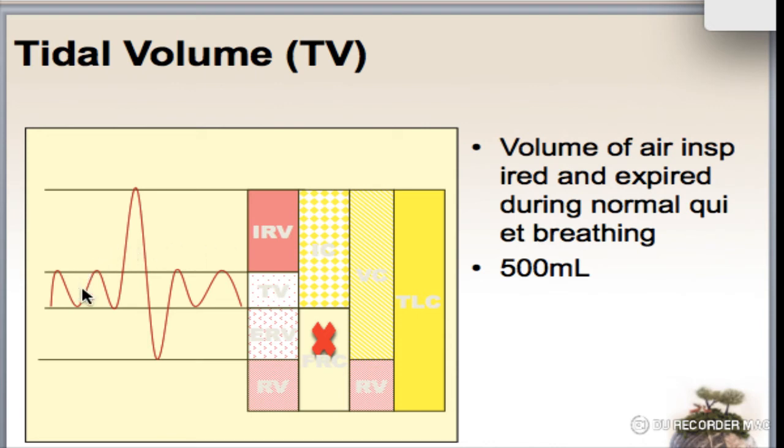In this area, this is our tidal volume. Inhale, exhale, inhale, exhale. That is the normal breathing, the normal inspired and expired volume of air during the resting period.